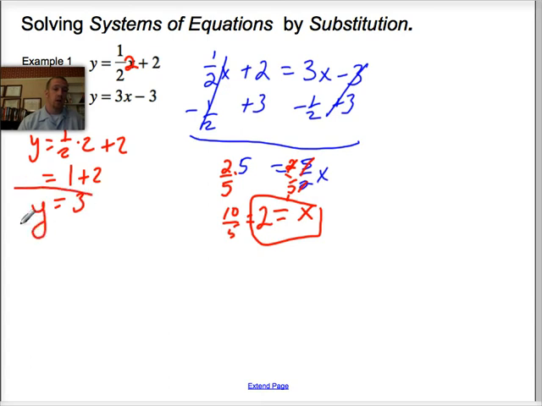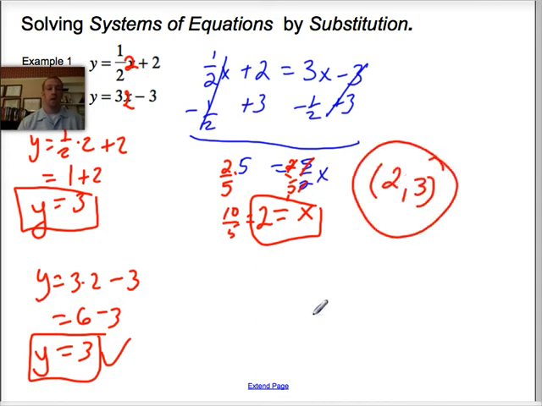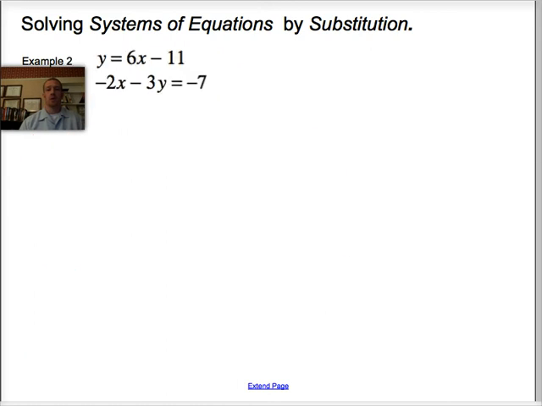So y is 3. And to double check our math, we're also going to plug 2 into here and make sure we get the same solution. So we have y equals 3 times 2 minus 3, which is 6 minus 3, which equals 3. So we got it both times. That's kind of double checking ourselves. So our answer here is x equals 2, y equals 3, or you can write it as a coordinate pair, 2, 3. Alright, let's see just a couple more examples.